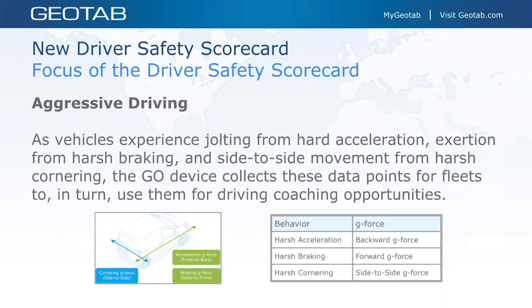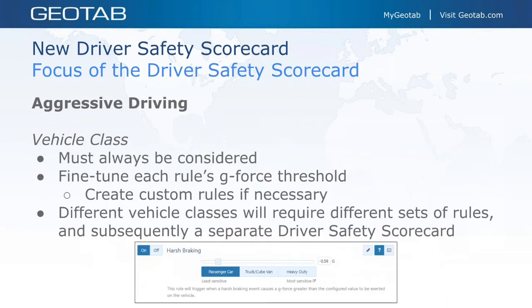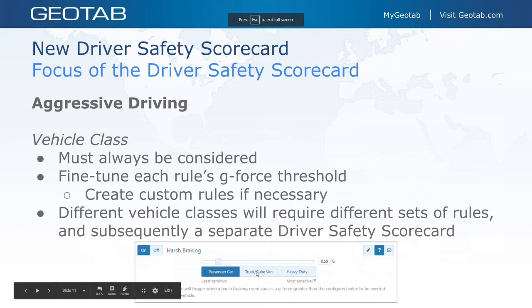Now, something to keep in mind here is that if you have different classes of vehicles in your fleet, if you have a mix of light duty and medium duty, or medium duty and heavy duty, you need to make sure that all of your rules are set up correctly. So vehicle class must always be considered. Down at the bottom, we have our screen cap showing the harsh braking rule, and you have those three categories: passenger car, truck cube van, and heavy duty. And you have this little slider here that you can drag depending on the size of the vehicle. And when you drag it, this g-force over here on the right is going to change.